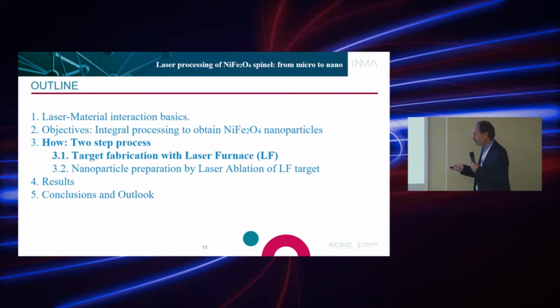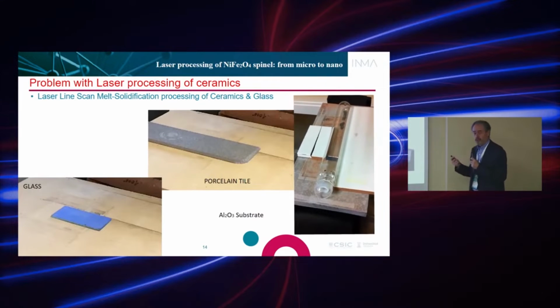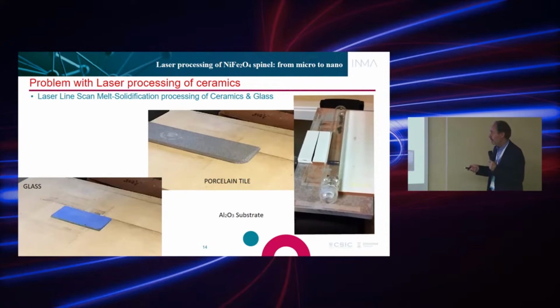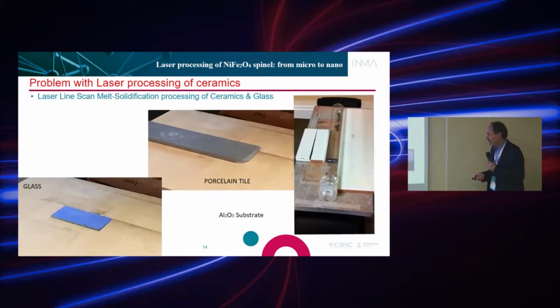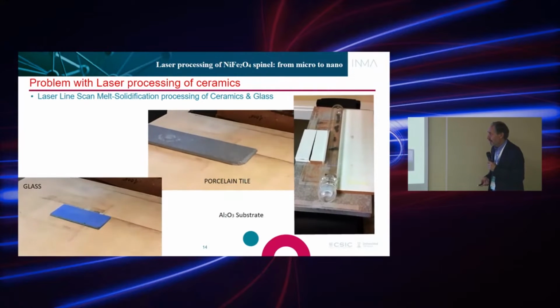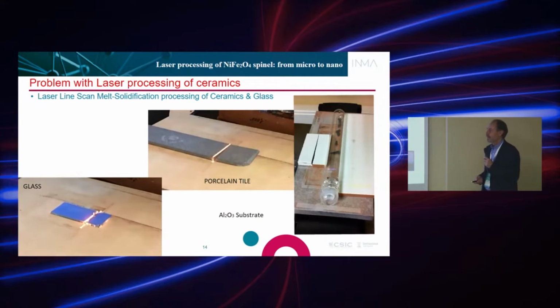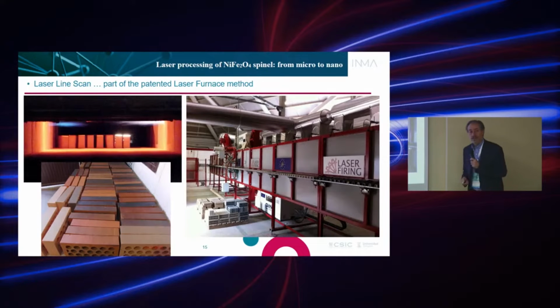Let me show you then why we use a laser furnace. Because nickel ferrite is a ceramic, and like most ceramics, it has this problem of suffering from thermal shock. With sufficient thermal gradient, the thermomechanical stress is not assumable by the material, by most ceramics, and they break. And so this forces us to invent this device, which we call a laser furnace.